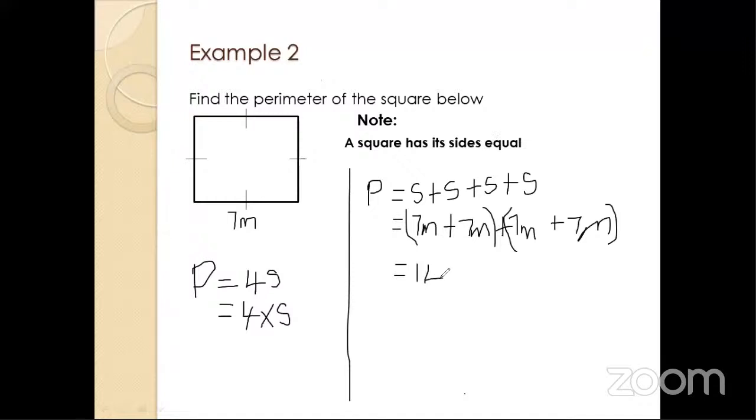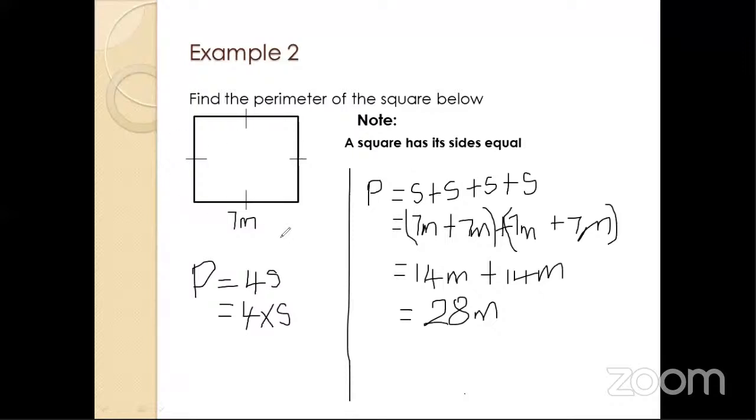14 what? Meters. 14 meters plus 14 meters equals 28 meters. There we get 28 meters as you have said, because 14 plus 14 we get 28. So how about if I'm using this method of 4S?